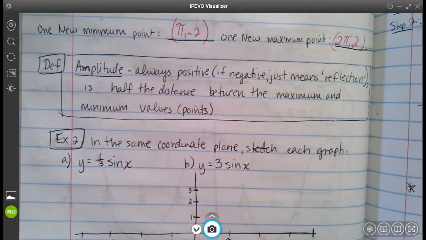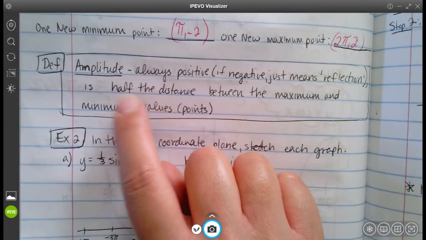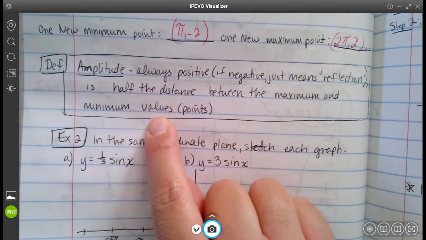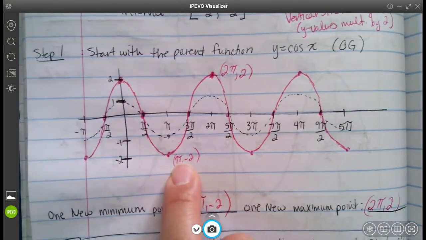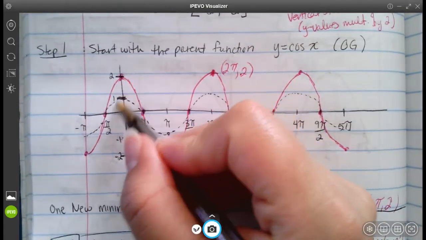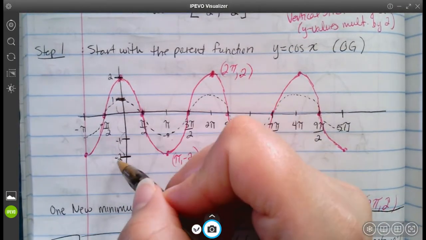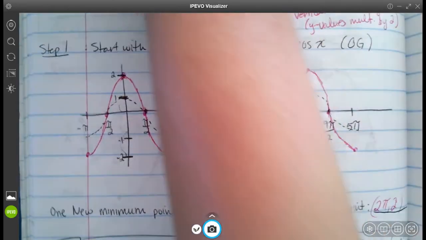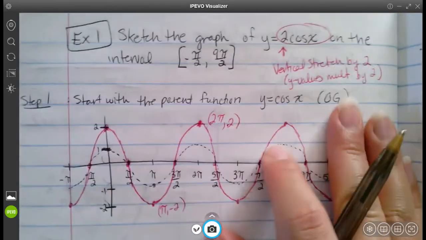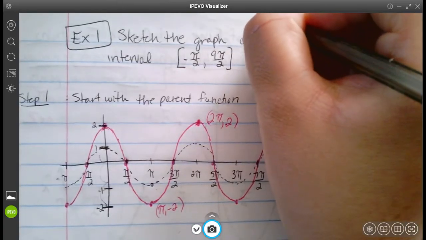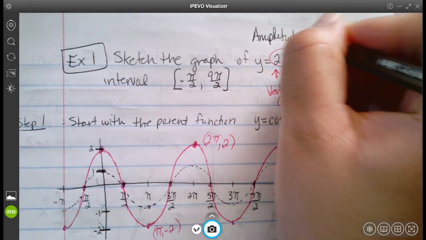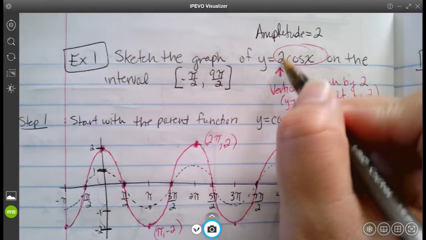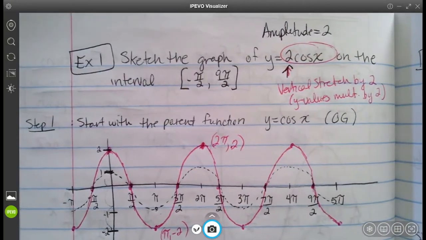What the amplitude looks like is half the distance between the maximum and minimum point values. If we look at the one we just did, between this maximum and this minimum, that's a total of 1, 2, 3, 4 units. Half of 4 is 2, and that is where this 2 came from. So the amplitude for this one, I guess we can add it now that we know what amplitude is, is 2, and that comes directly from this 2 right here.